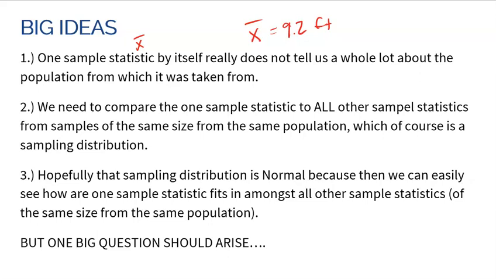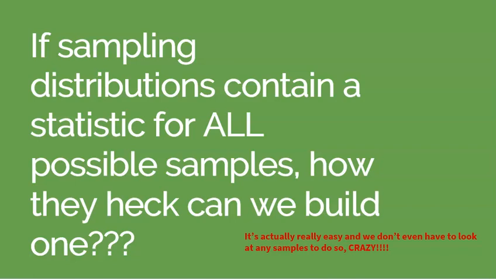It doesn't become meaningful until we compare that one sample mean to all other sample statistics from all other samples of the same size from the same population, which is, of course, a sampling distribution. And we're hoping that that sampling distribution is normal. Hint, hint, it will be. So that way we could find some probabilities and move forward. All right, so here's the big question. If a sampling distribution contains a statistic for all possible samples, how are we going to build one? Well, it's really easy to do.